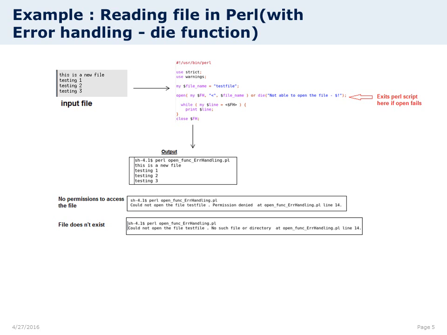And the error messages will remain the same even in this case. If everything is fine, it prints the file content. If the user does not have the permissions, it says permission denied at so and so line in the input script. And if the file does not exist, it says no such file or directory in so and so place in the script. This is about the die function.